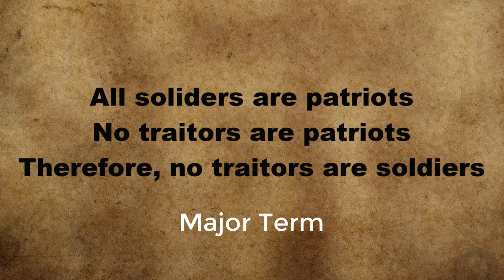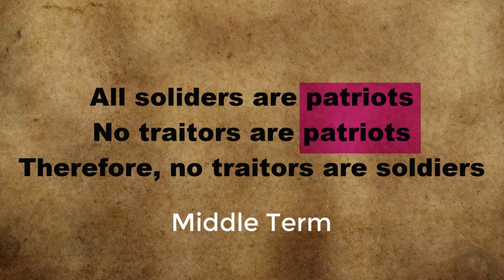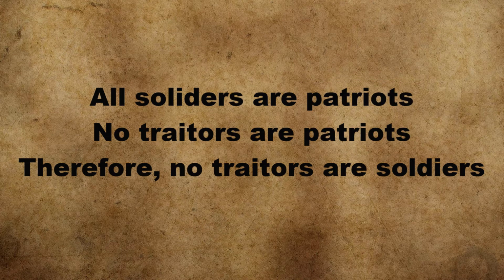The major term of a categorical syllogism is always the predicate term of the conclusion. The minor term of a categorical syllogism is always the subject term of the conclusion. The middle term is going to be the term that appears in both premises but does not appear in the conclusion. Every categorical syllogism must also be placed into standard form.